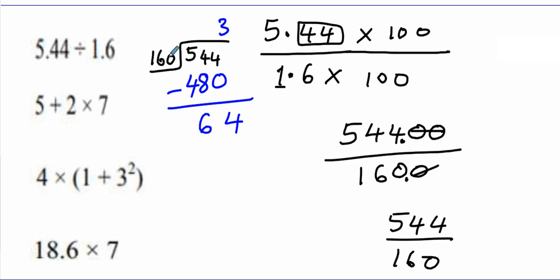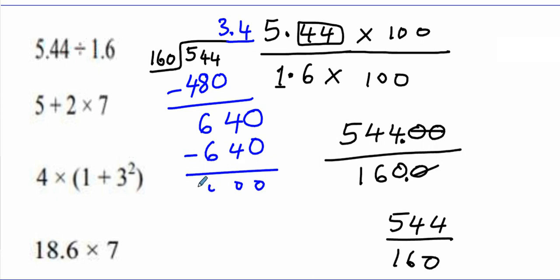64 divided by 160 is not possible. Keep a decimal point over here. Add a 0 over here. Now 640 divided by 160, that becomes 4. 4 times 0 is 0, 4 times 6 is 24. When you subtract, the remainder is 0. So 5.44 divided by 1.6, the answer is 3.4.